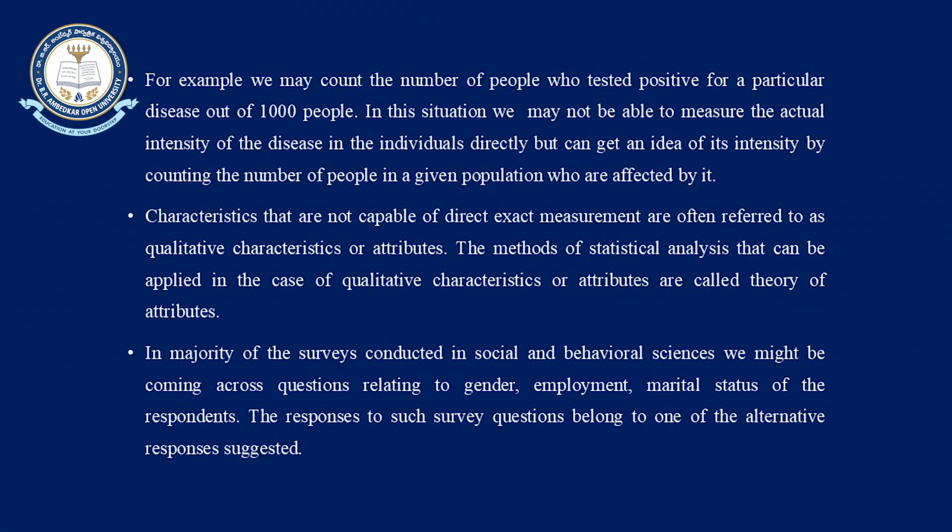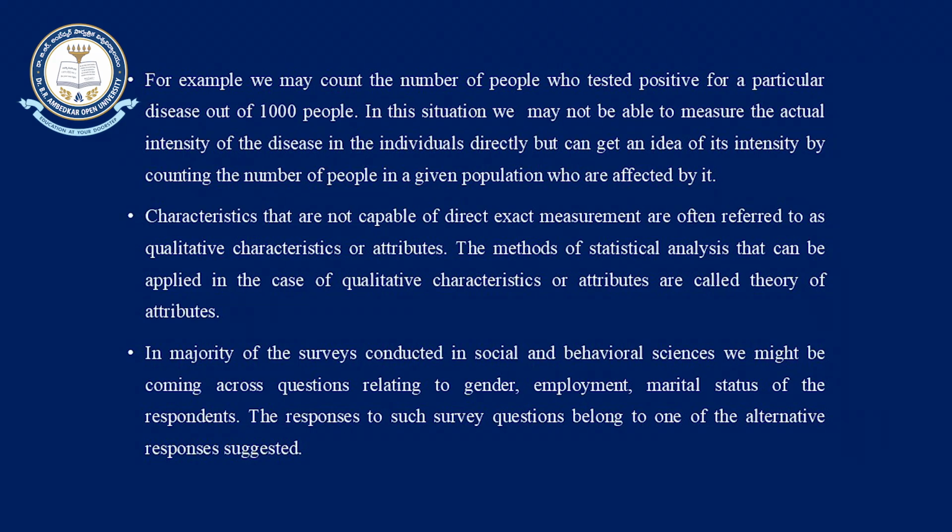Now the other situation is where numerical data arises in the process of counting and not in the process of actual measurement. For example, we may count the number of people who tested positive for a particular disease out of 1000 people. In this situation, we may not be able to measure the actual intensity of the disease in the individual directly, but we can get an idea of its intensity by counting the number of people in a given population who are affected by it.